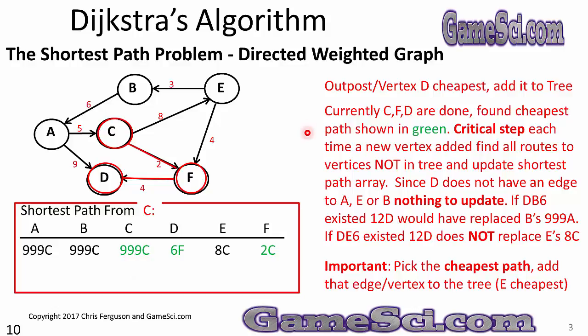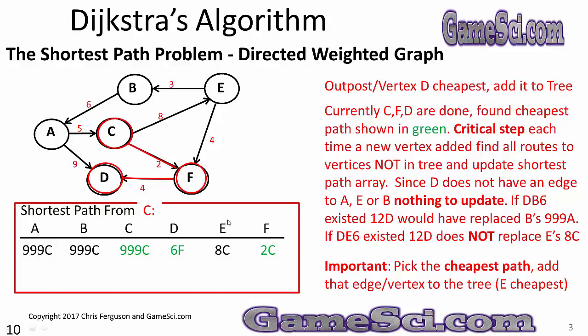Critical step. Each time a new vertex is added, find all the routes to vertices not in the tree and update the shortest path array. Since D does not have an edge to A, E, or B, there's nothing to update in the array. Notice D. It has no outgoing routes. With no outgoing routes from D, there's nothing to update in the array.